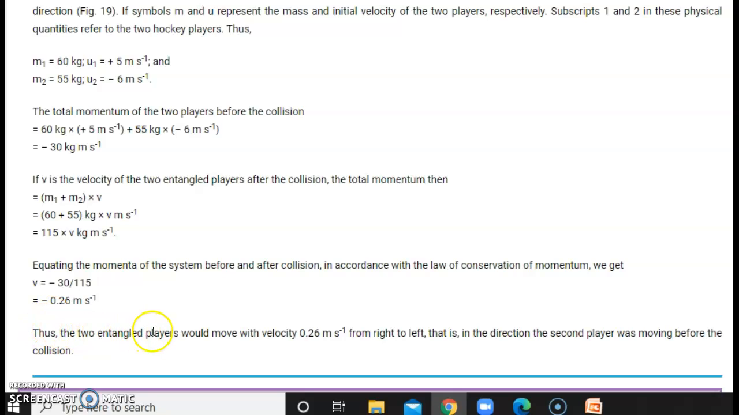So the two entangled players would move with a velocity of 0.26 meter per second in the direction that the second player was moving before the collision.